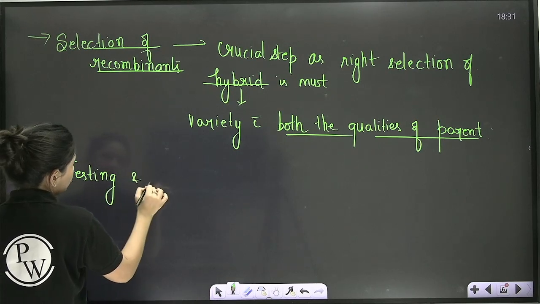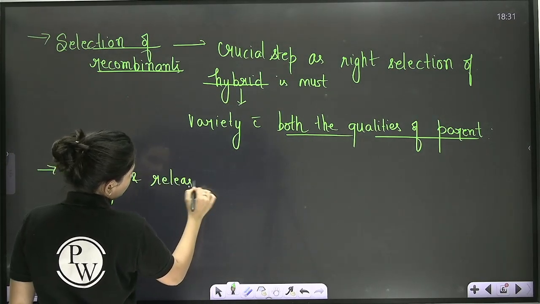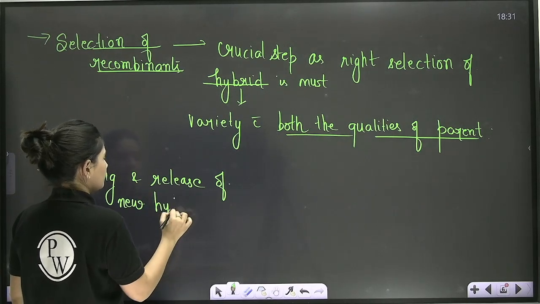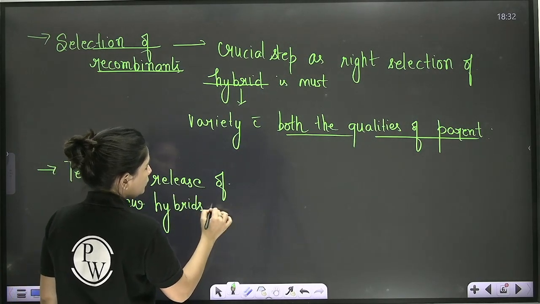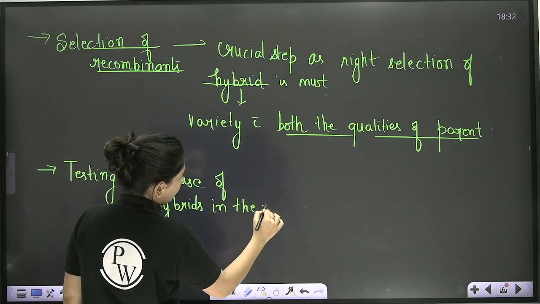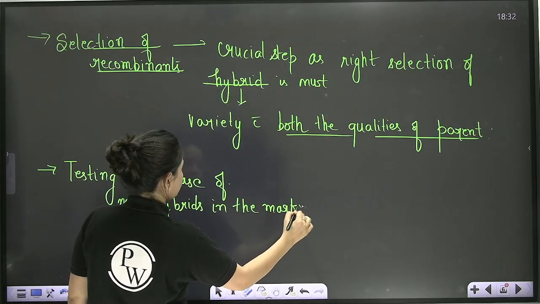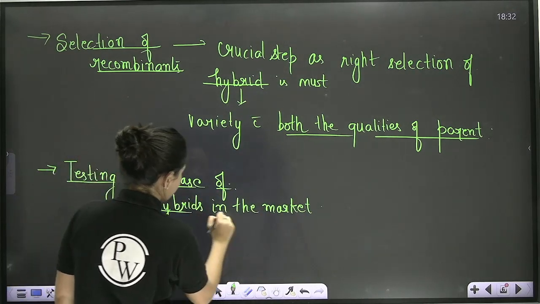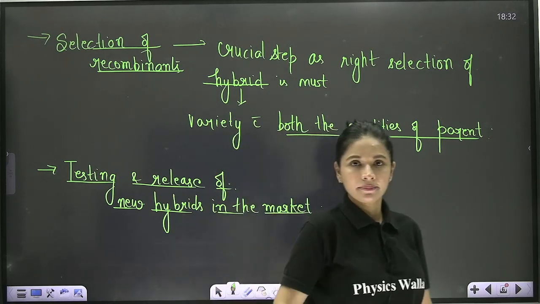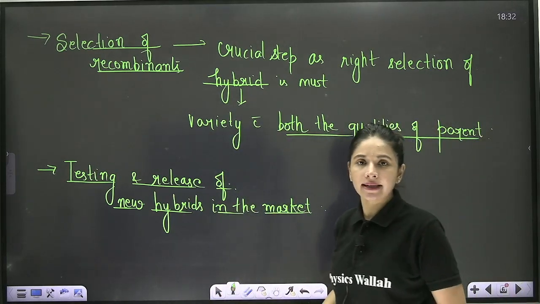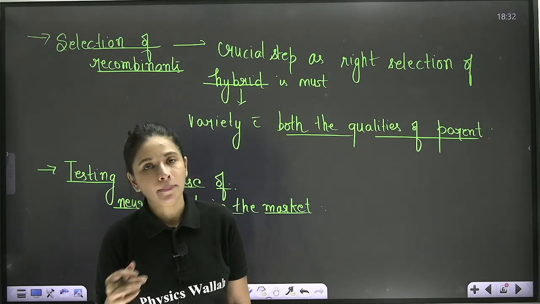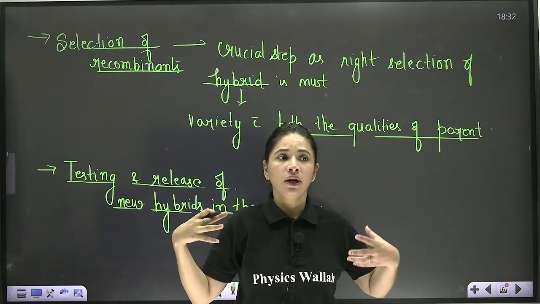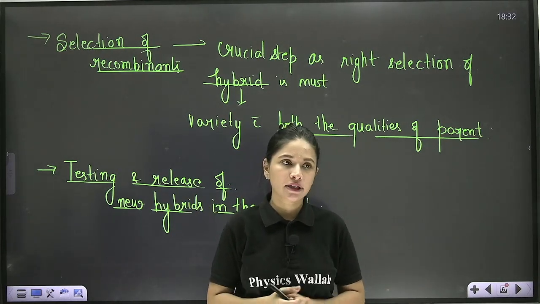Testing and release of new hybrids in the market. So that now the public can also get the benefit, farmers can also get the benefit. So these are the steps of hybridization.